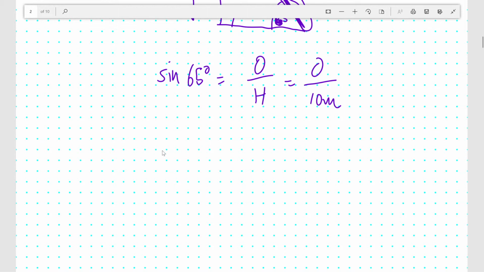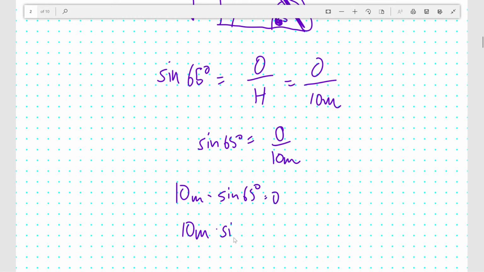And therefore, if sine 65 is O over 10 meters, and we multiply both sides by 10 meters, we get 10 meters times sine 65 is going to be O. If you put this into your calculator, and this is the letter O, not the number 0, you will find that such a side length is going to be 10 times sine 65, 9.06 meters when rounded to 2 decimal places.